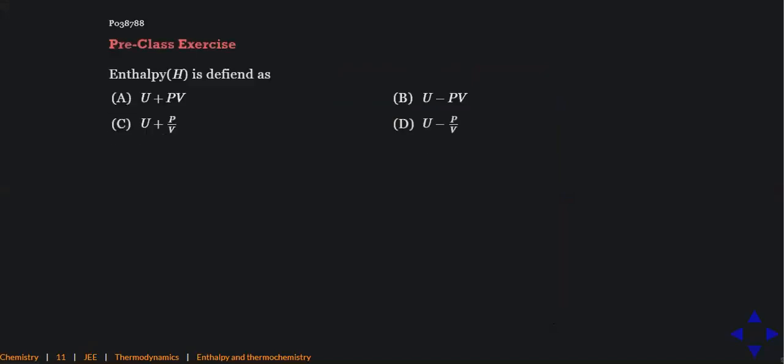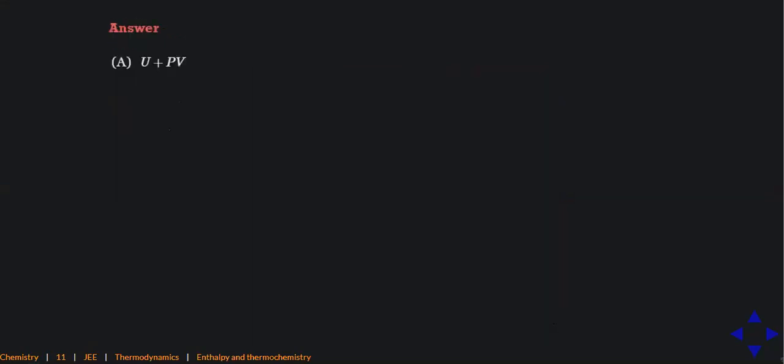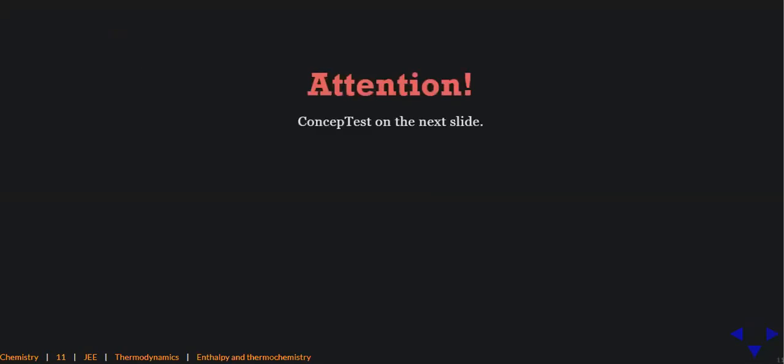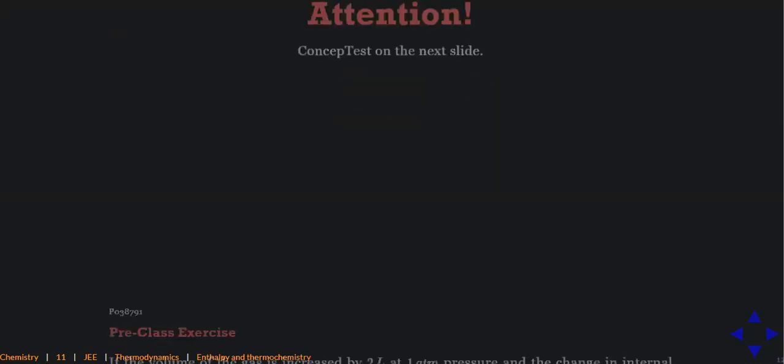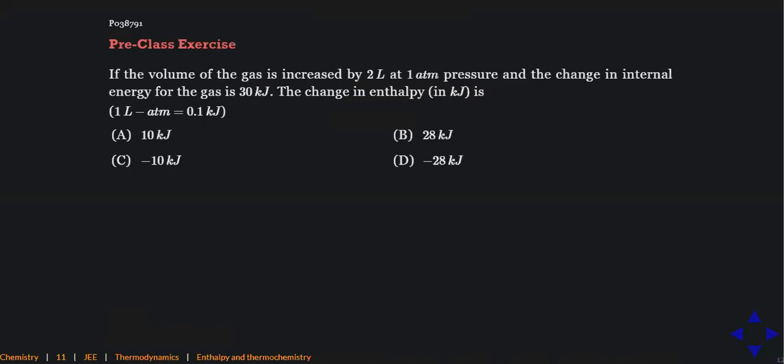So tell me, enthalpy is defined by which equation? Yes, very good. The answer is A. Second one: if the volume of a gas increased by 2 liter at 1 atm and the change in internal energy is 30 kilojoule, what is the change in enthalpy? Tell me, what will be the change in enthalpy? It's easy, just calculate.